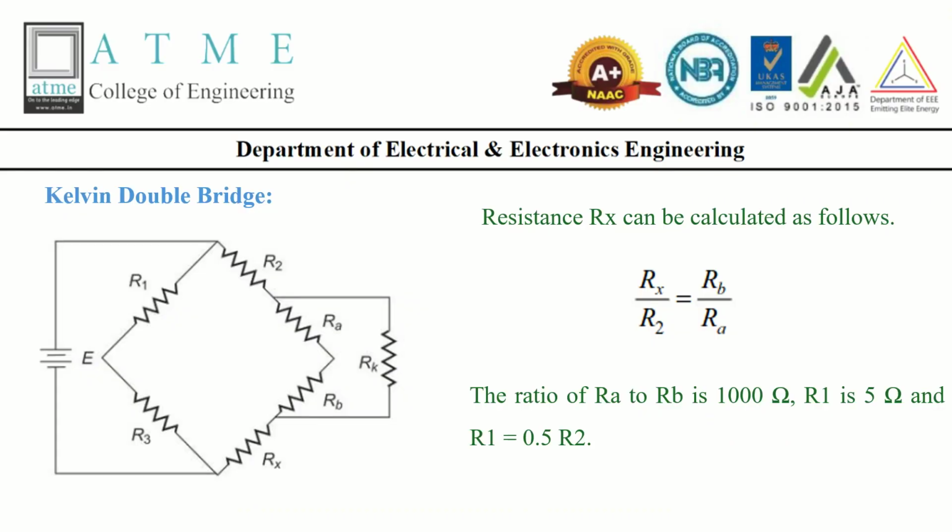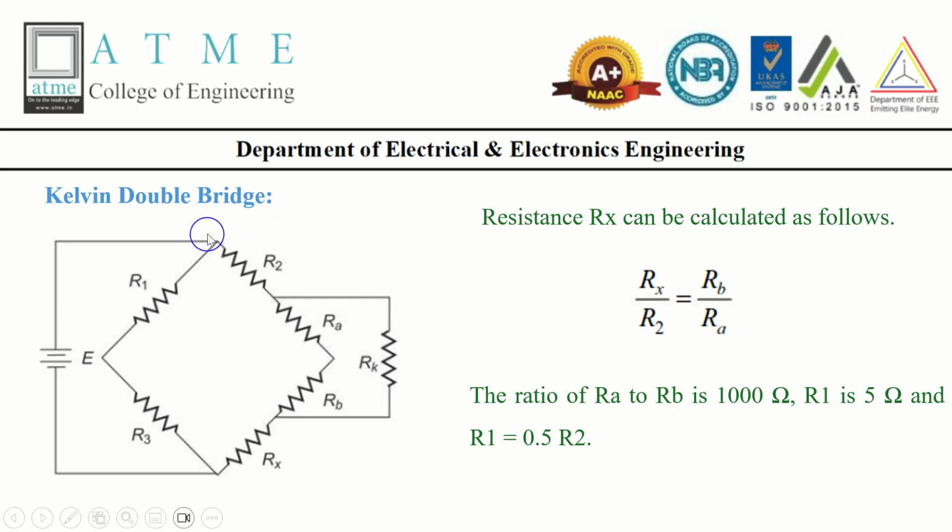Now we are coming over with Kelvin's double bridge. Both bridges, the Wheatstone bridge as well as Kelvin's double bridge, are used to measure resistance, but the Wheatstone bridge is used to measure low resistance in ohms, whereas Kelvin's double bridge is used to measure very low resistance, in the form of milliohms.